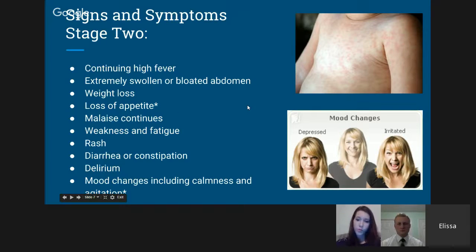Stage 2. This is where the symptoms begin to develop and worsen. The fever continues to increase to high temperatures, and the malaise, weakness, and fatigue, diarrhea, or constipation also continue. Other signs and symptoms included in this stage are an extremely swollen or bloated abdomen, weight loss, loss of appetite, rash, delirium, and mood changes, including calmness and agitation.